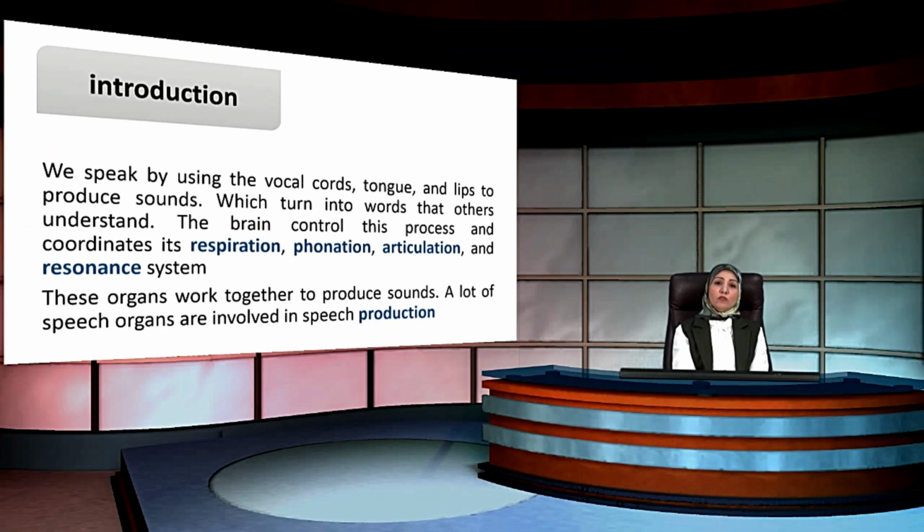We speak by using the vocal cords, tongue and lips to produce sound, which turns into words that others understand. The brain controls this process and coordinates its respiration, phonation, articulation, and resonance systems. These organs work together to produce sounds. A lot of speech organs are involved in speech production.